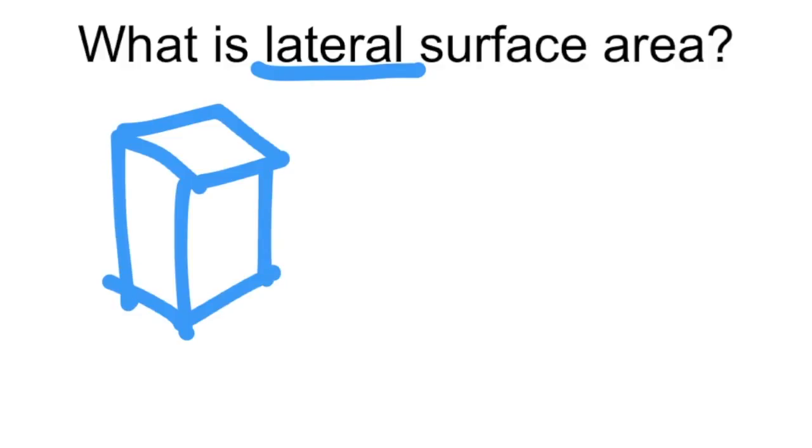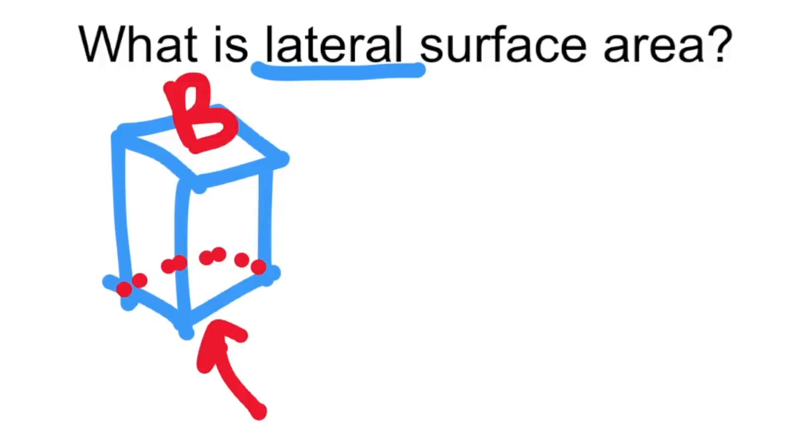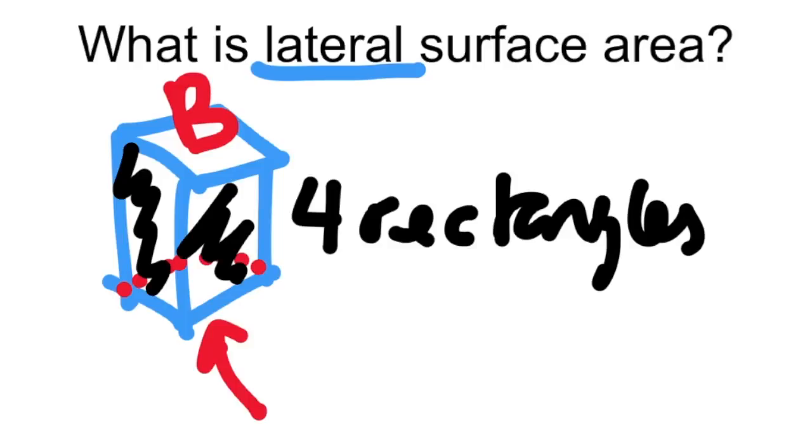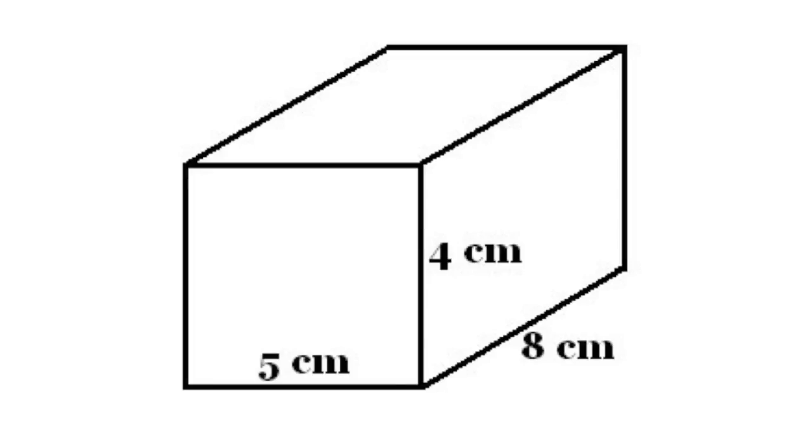So let's say you have a rectangular prism and the bases would be the top and bottom rectangles. The lateral sides will be those 4 rectangles that go around the sides, that go around the shape. So you've got this one, and then the 2 back rectangles. So the lateral surface area is those 4 around the sides, not the top and bottom bases. Let's find the total surface area of this rectangular prism.